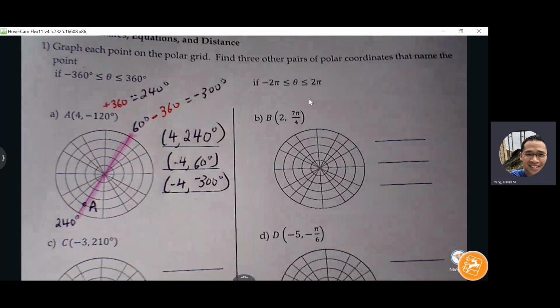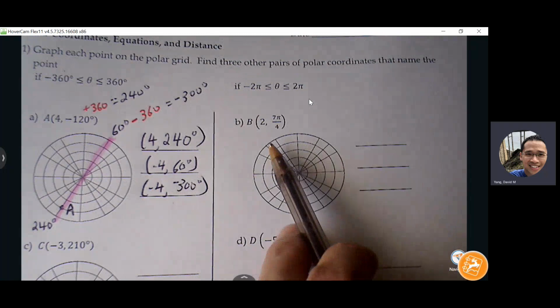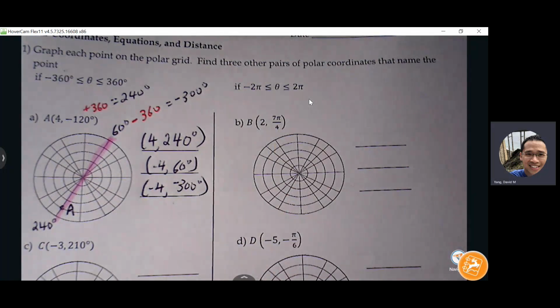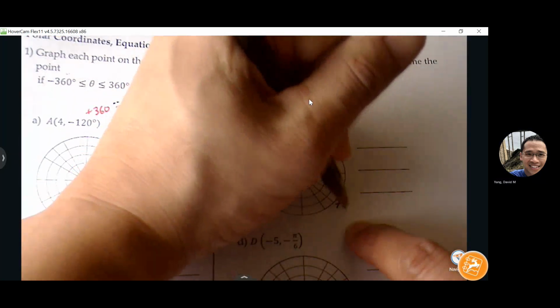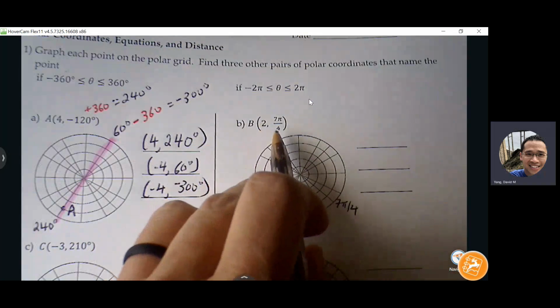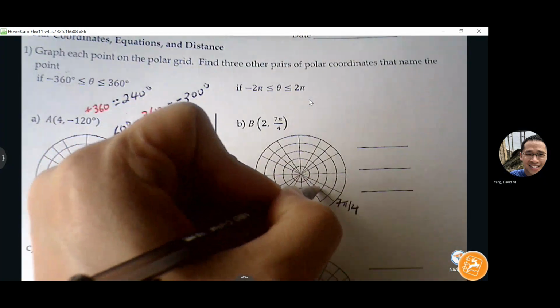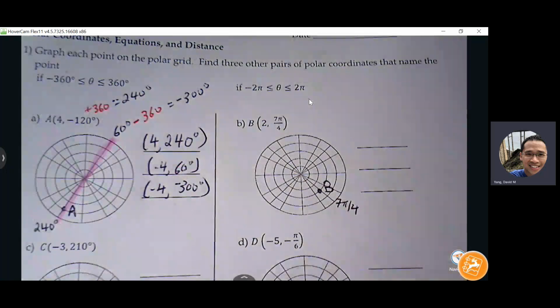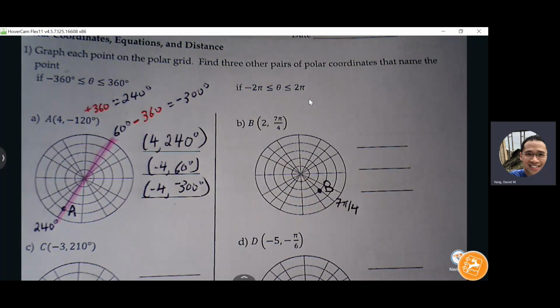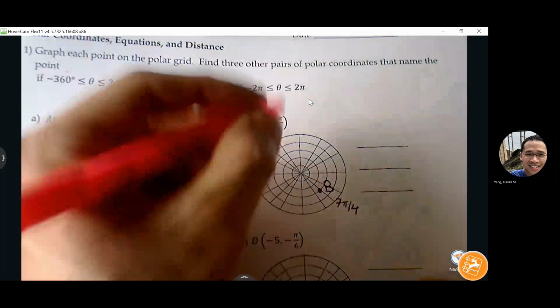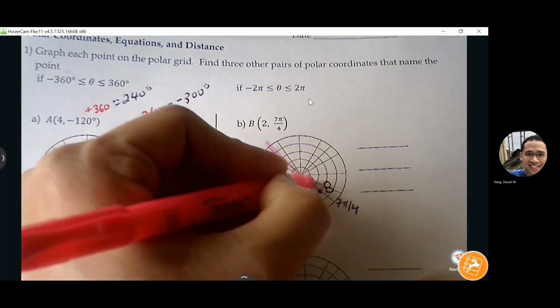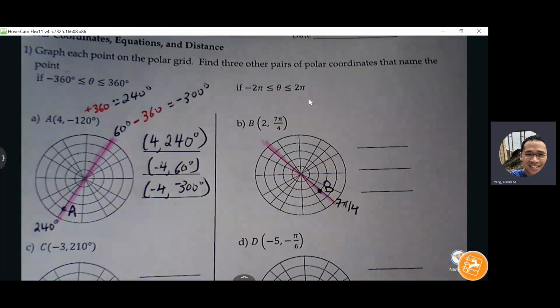Okay, so let's look at B, which is from the perspective of radians. So 7 pi over 4. Okay, where's 7 pi over 4 located? Which quadrant? Fourth quadrant? Yep. I'm walking 2 units towards fourth quadrant. So therefore, I need to make sure that every order pair I create lands at that same point. In this case, I'm going to be working with the second and fourth quadrant.